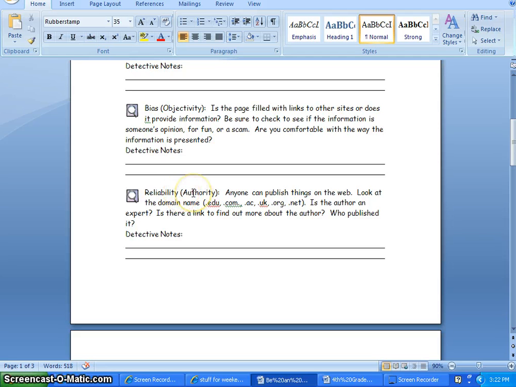Reliability and authority. Anyone can publish things on the website. Look at the domain name. Is the author an expert? Is there a link to find out more about the author and who published it? You also will need to consider if the author is an expert. This in the beginning can be something that you can ask for assistance on, because you may not know some of the things, like if it is geographic, but the teacher can help you with that. Also look at who published it.